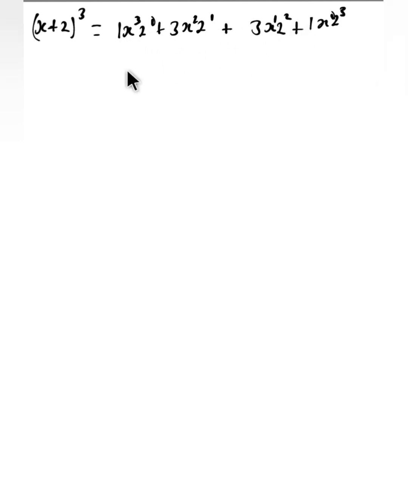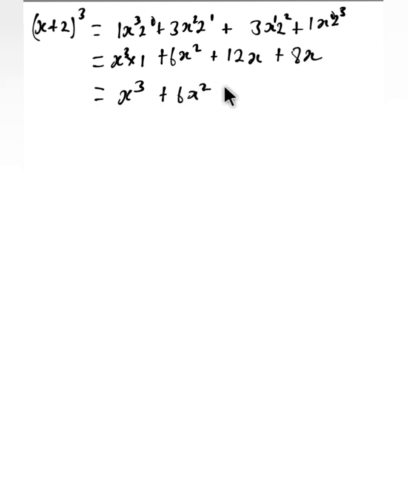Now if we simplify this further, that will just be the answer. This is 1 times x raised to the power 3 times 2 raised to the power 0, which is x raised to the power 3 times 1, because 2 raised to the power 0 is 1, plus 3 times 2, which is 6x squared, plus 3 times 4, since 2 raised to the power 2 is 4, so 3 times 4 is 12x, plus x times 2 raised to the power 3, which is 8, this gives us 8. So the answer is x raised to the power 3 plus 6x squared plus 12x plus 8.